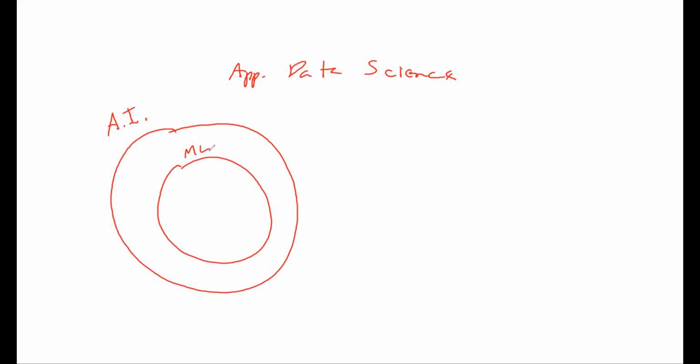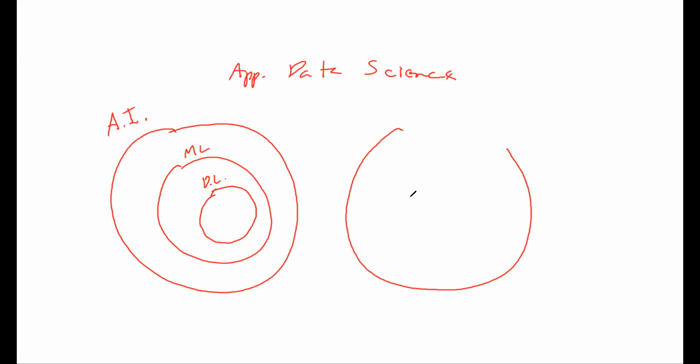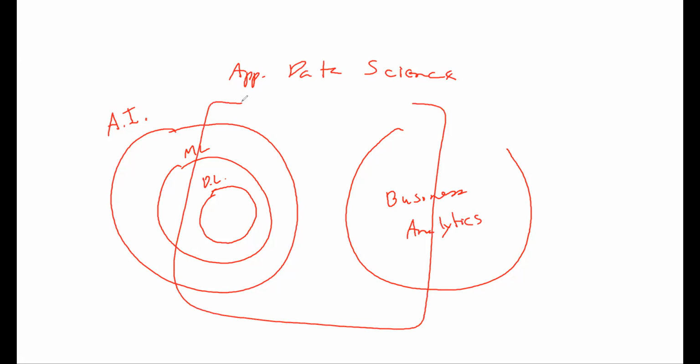And then within that, there's specific fields like something called deep learning, right? And then where does data science come in? Well, data science is because there's also business, right? Business analytics, let's say, right? And so data science is kind of something that covers both, okay?